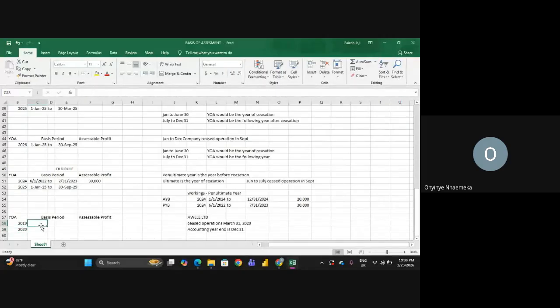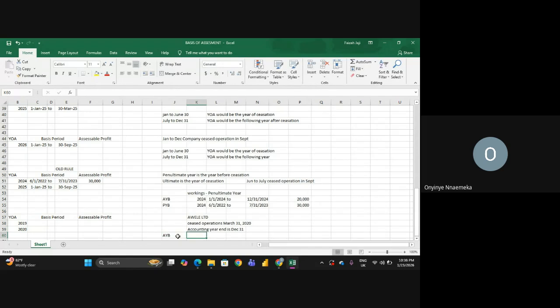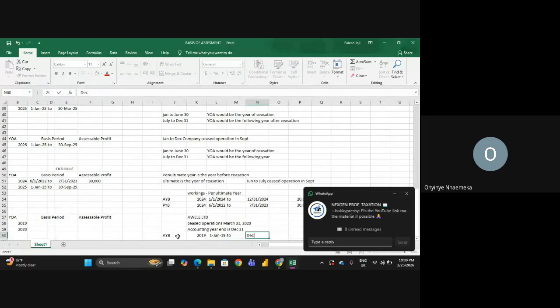Now, before you can write anything in your penultimate year, you need to come and do workings like we did. You will do what? Actual year basis. So for actual year basis, it's going to be the same year, 2019. Basis period is going to be what? January 1, 2019 to December 31st, 2019.